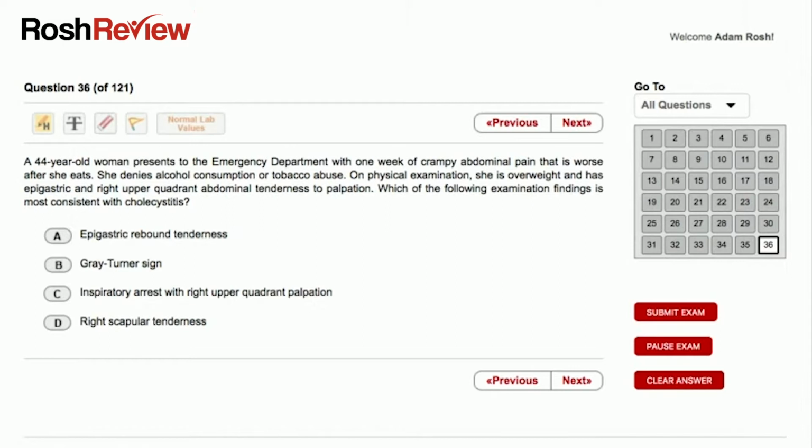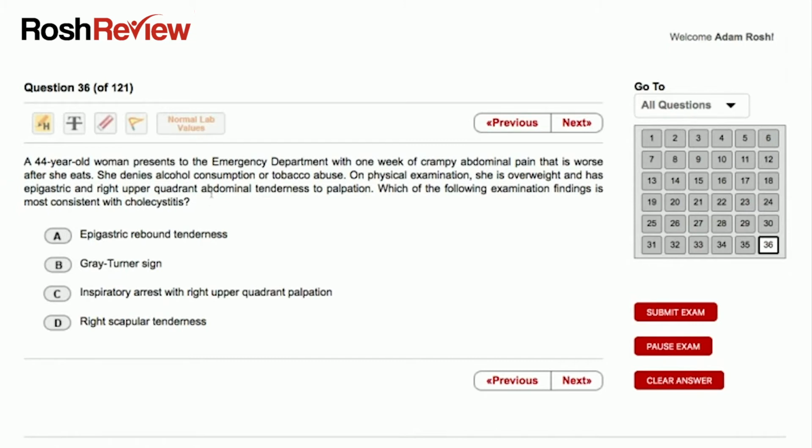So let's go through the answer choices, and they are A, epigastric rebound tenderness, B, gray Turner sign, C, inspiratory arrest with right upper quadrant palpation, and D, right scapular tenderness. All right, so let's start looking at answer choice A, epigastric rebound tenderness. Whenever I hear rebound tenderness, I think about peritonitis. And certainly you could get peritonitis with gallbladder disease, right? With cholecystitis as well. Let's put this on hold, see if there's a better answer choice because it's pretty non-specific. It's possible, but less likely, not classic.